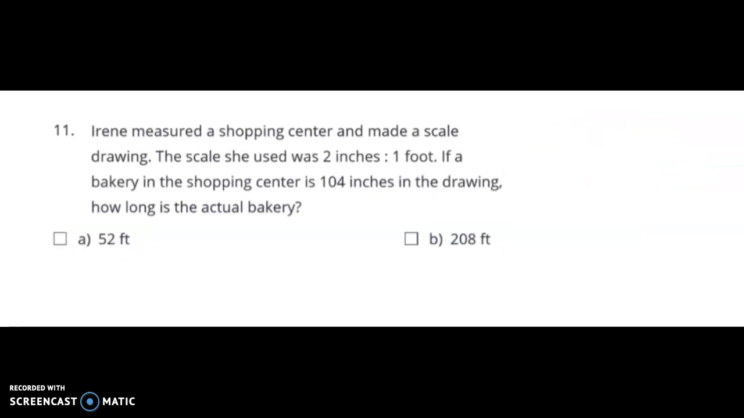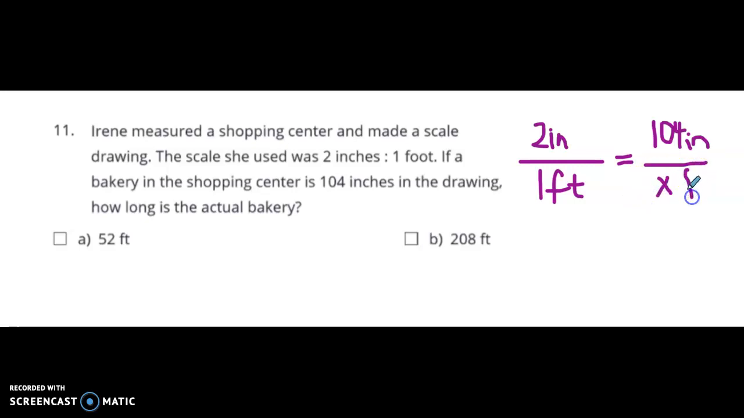Irene measured a shopping center and made a scale drawing. The scale she used was 2 inches for every 1 foot. If a bakery in the shopping center is 104 inches in the drawing, how long is the actual bakery? So 104 inches, inches with inches. How long is the actual bakery? The actual bakery is measured in feet, so feet with feet.